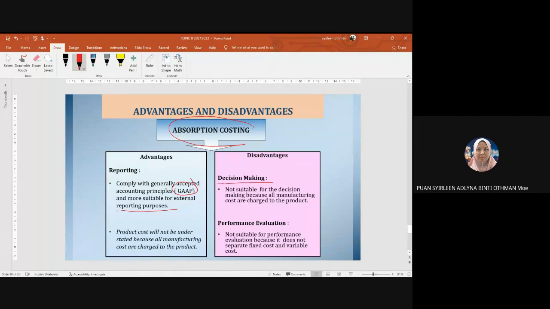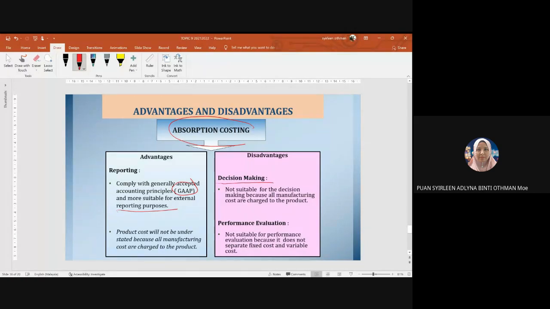Okay, sebab semua item di-charge terus kepada produk. So you cannot do the sensitivity analysis kan. Kalau saya naikkan sikit variable cost, saya untung banyak tak? Kalau saya turunkan sikit, saya untung banyak tak? I cannot do that sebab fixed and variable are all mixed up together. Okay, so itu disadvantage lah in the decision making.